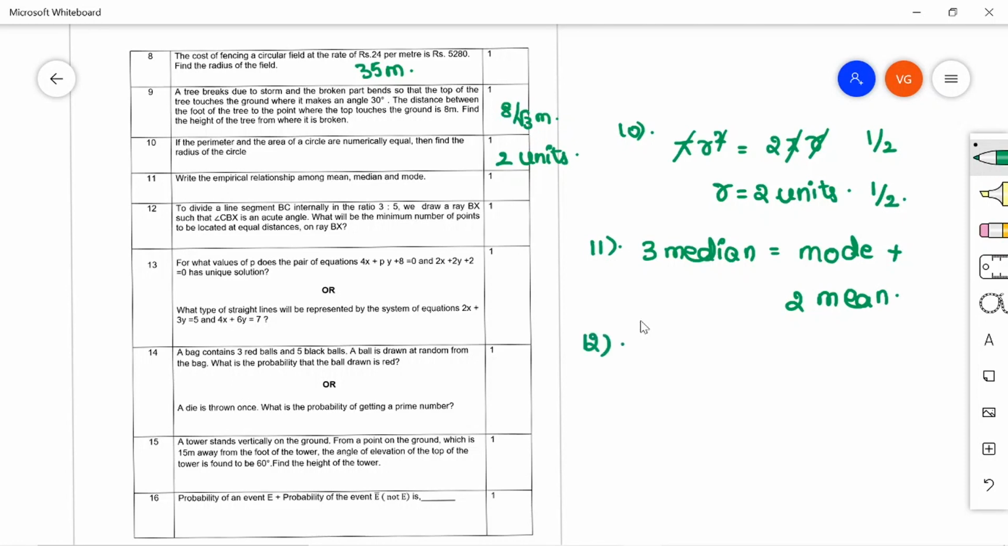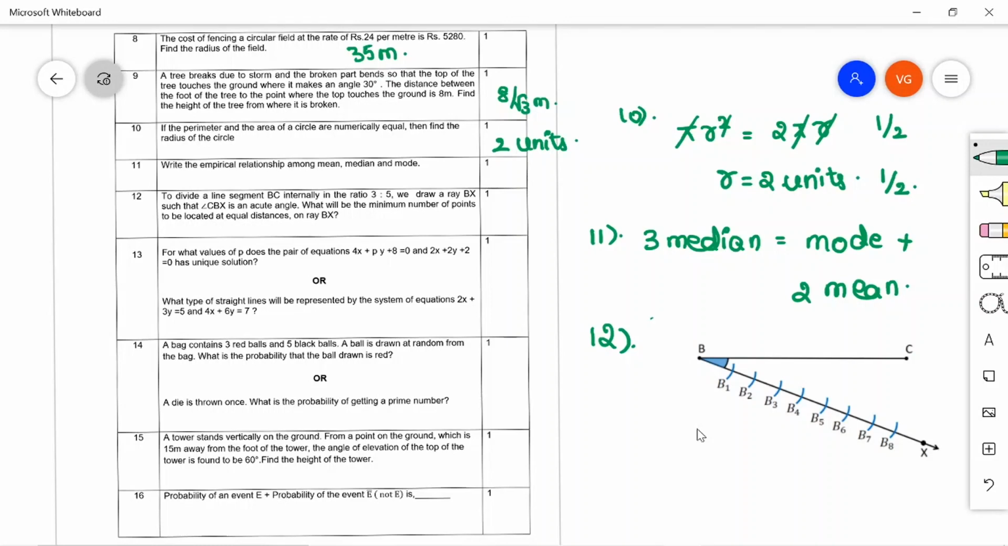Next, question number 12. To divide the line segment BC internally in the ratio 3:5, we draw a ray BX such that angle CBX is an acute angle. What is the minimum number of points to be located at equal distances on ray BX? So this question is based on construction. See, I have added a picture here.